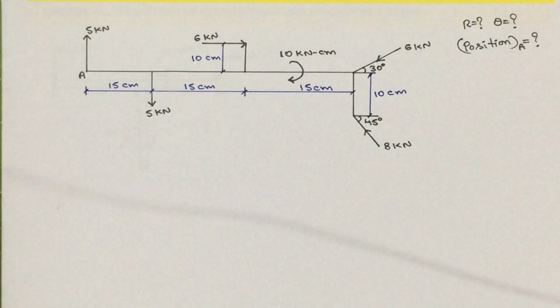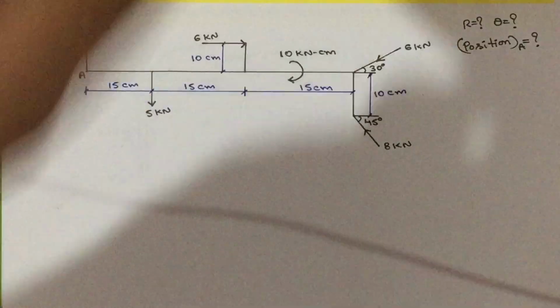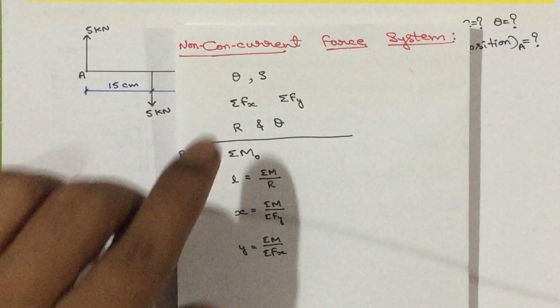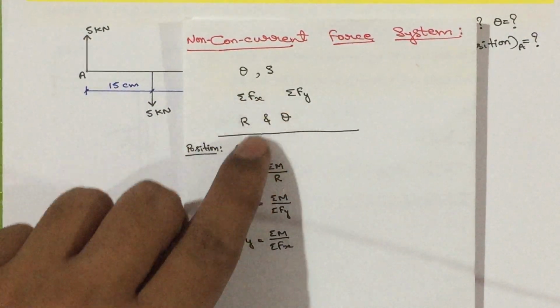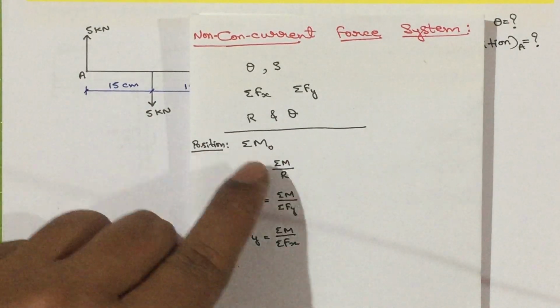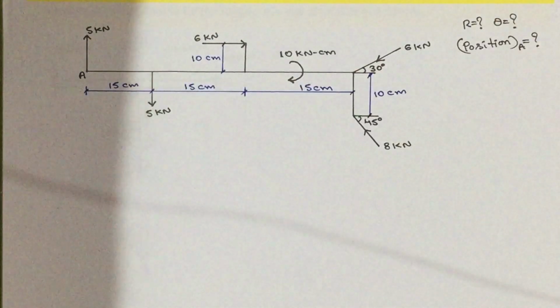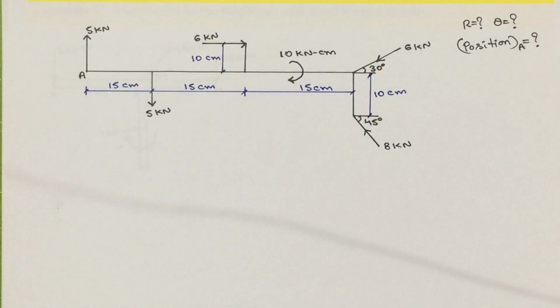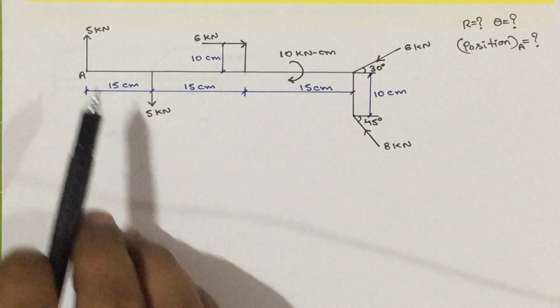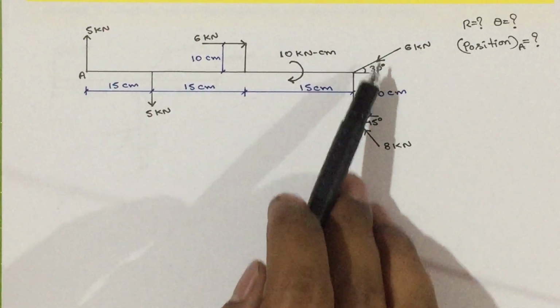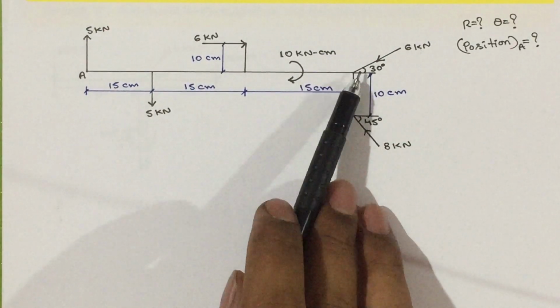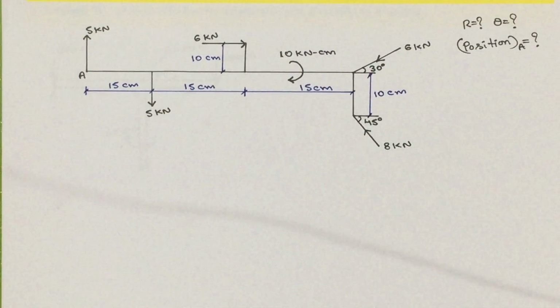Now we are going to solve this problem with the usual procedure, that is horizontal angle theta and splitting up the inclined forces, sigma Fx, sigma Fy, R and theta, then position. First, horizontal angle theta for the inclined forces. Here the inclined forces are 6 and 8 kilonewton. For both of them, horizontal angle is given directly, so no problem.